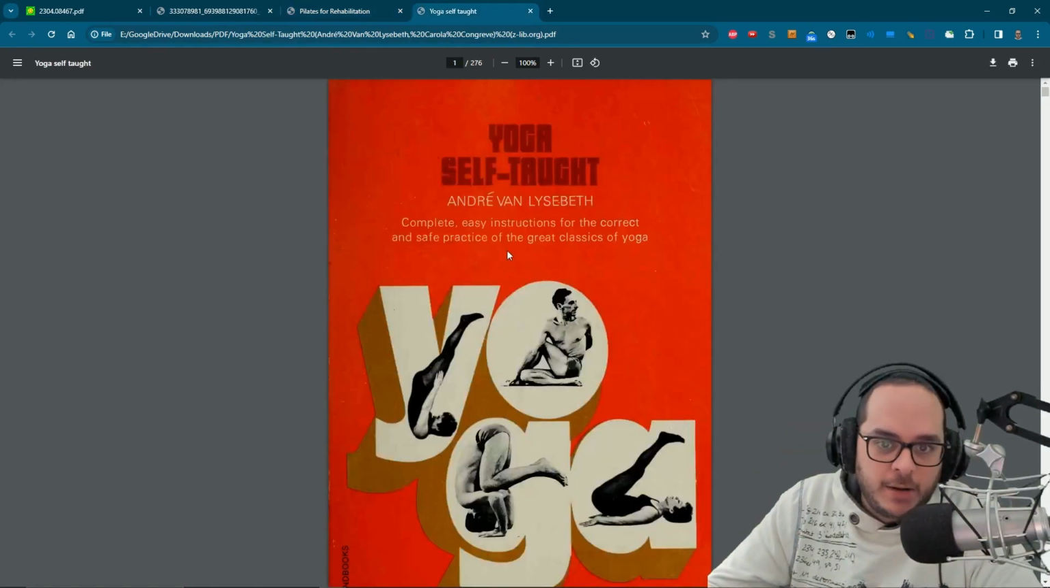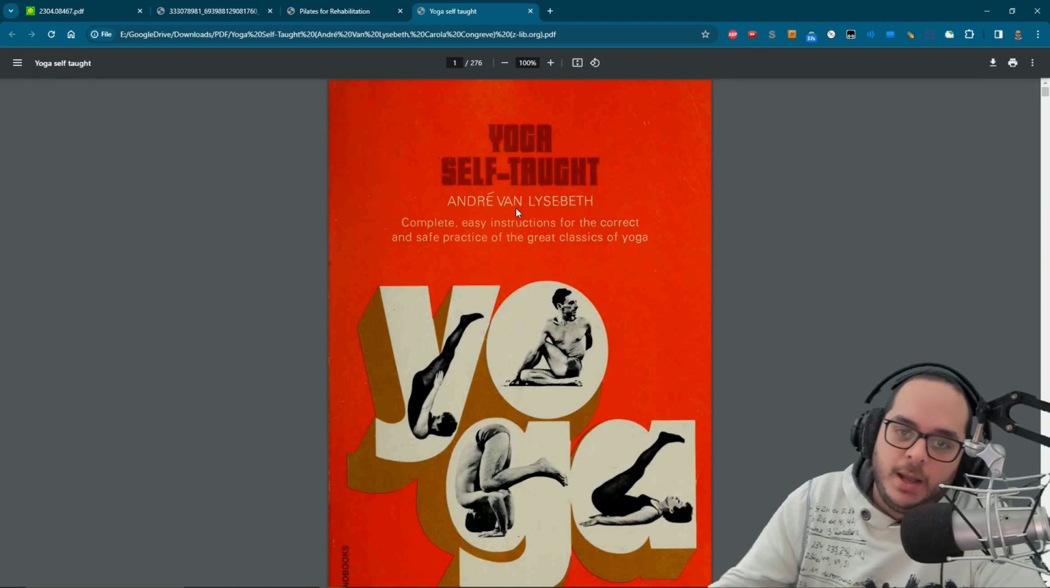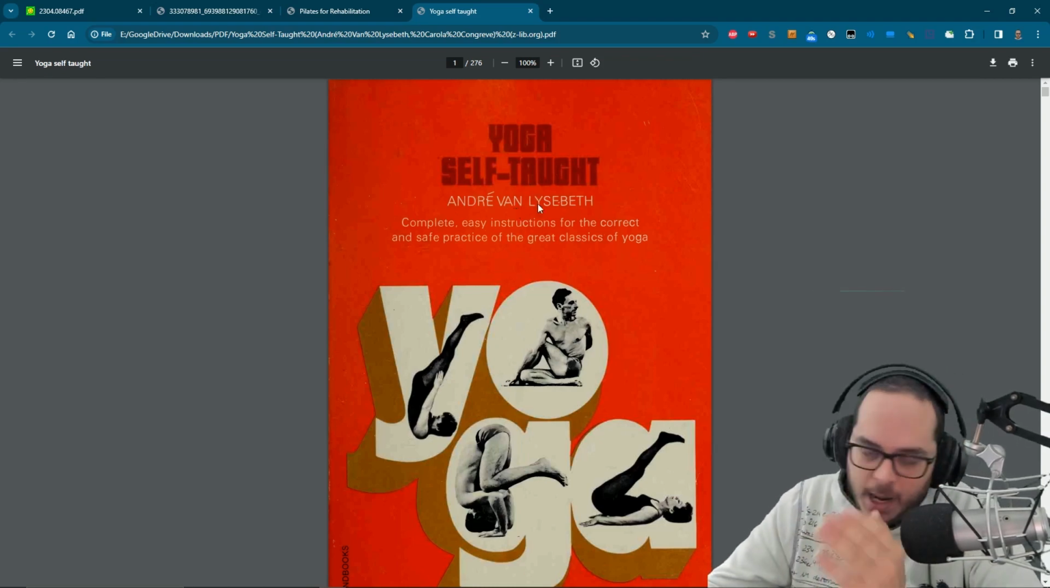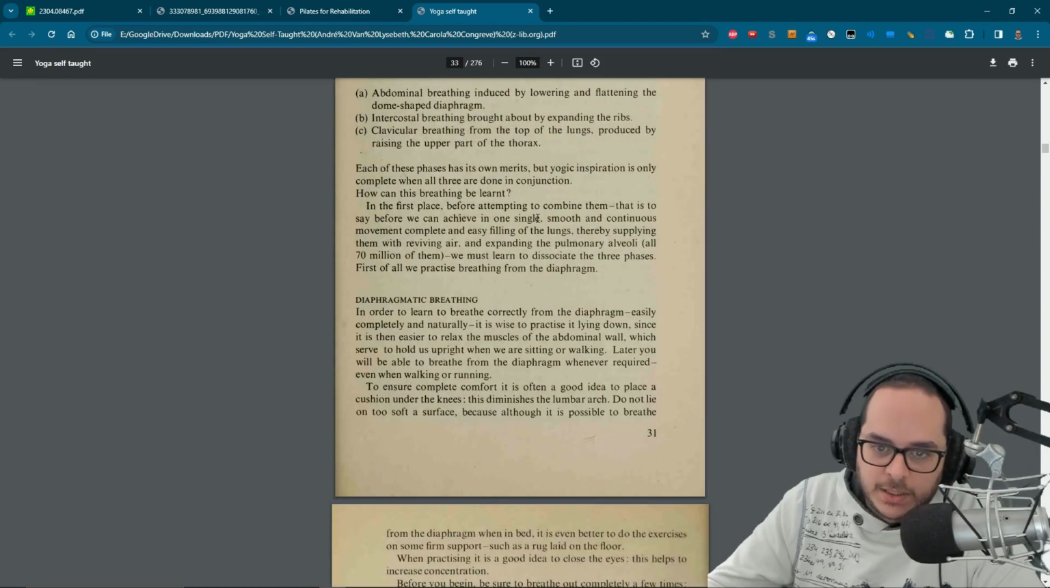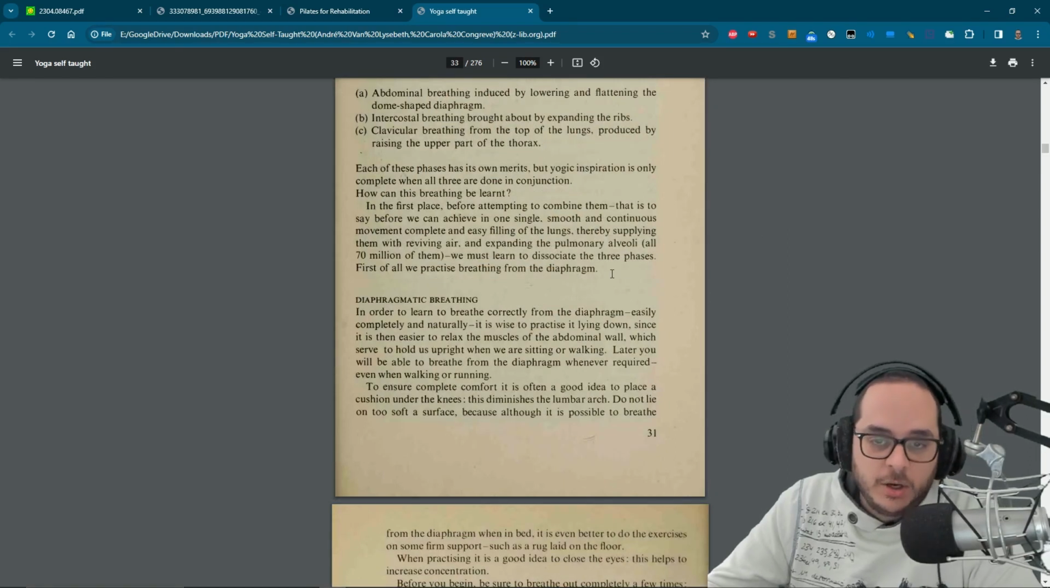And then yoga self-taught. I read this book in paper form many years ago, and I think these are just images, not text. So let's see what happens.